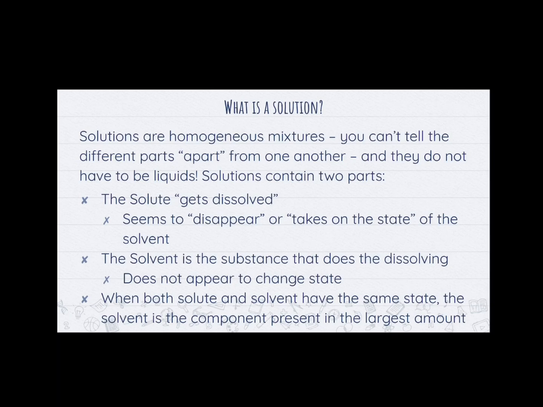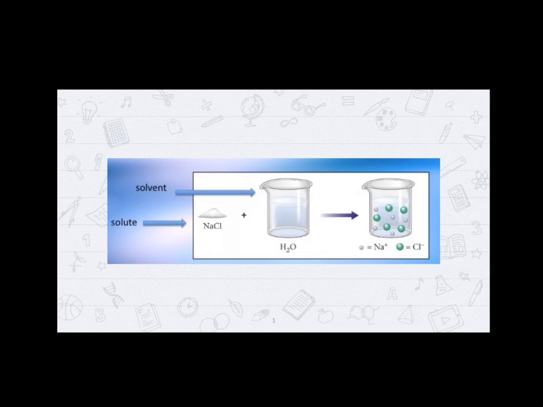They don't have to be liquids, but they usually are. So a solution contains two parts: the solute, which is what's getting dissolved. So that's what seems to disappear or take on the state of the solvent. The solvent is the substance that does the dissolving. So this thing doesn't really appear to change states. When both the solute and the solvent have the same state, the solvent is the component present in the largest amount.